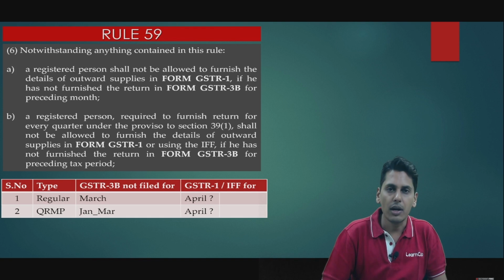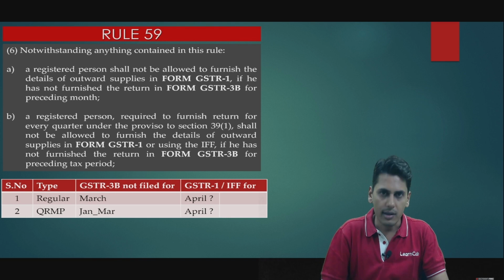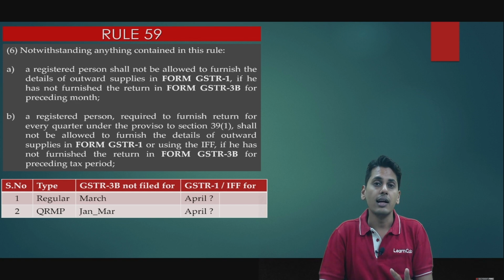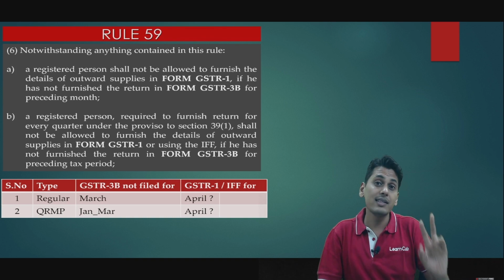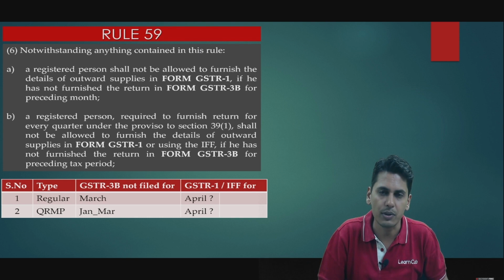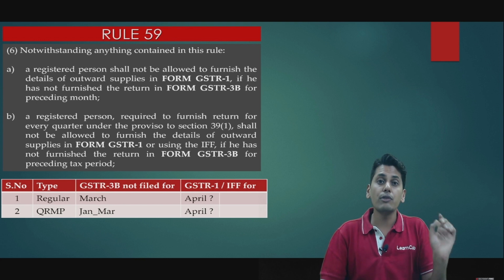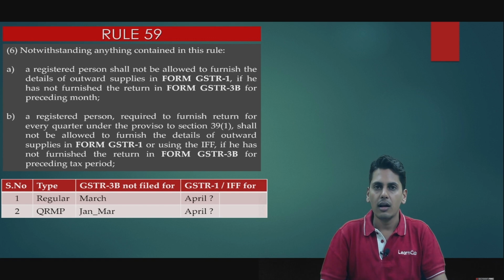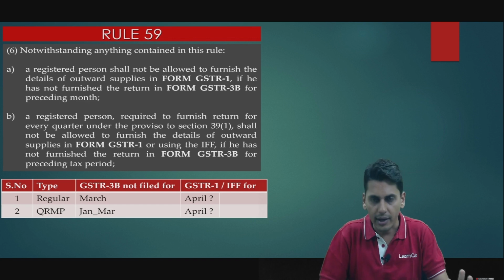So friends, what is the amendment? The amendment is, a registered person could either be under QRMP scheme or he could be under the regular scheme. If a registered person is under the regular scheme, prior to the amendment, if I have not filed GSTR 3B for the preceding 2 tax periods, I will not be able to file my GSTR 1 for the current tax period. This is prior to the amendment. Post amendment, if I have not filed my GSTR 3B for preceding 1 tax period, I would not be in a position to file my GSTR 1.